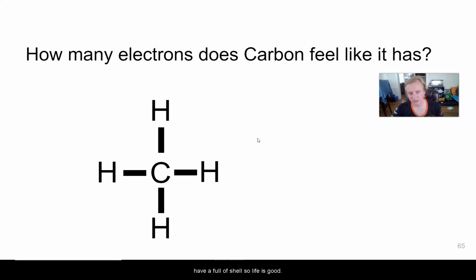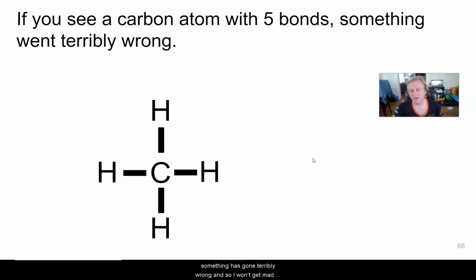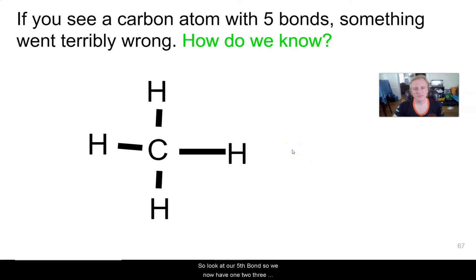Carbon is now stoked. It's got a full shell. These hydrogens are all happy. They have a full shell. So life is good. If you ever see a carbon atom with 5 bonds, something has gone terribly wrong. And so I won't get mad at you, but if you wind up taking organic chemistry, your organic chemistry teacher will for sure get mad at you for making something with 5 bonds.